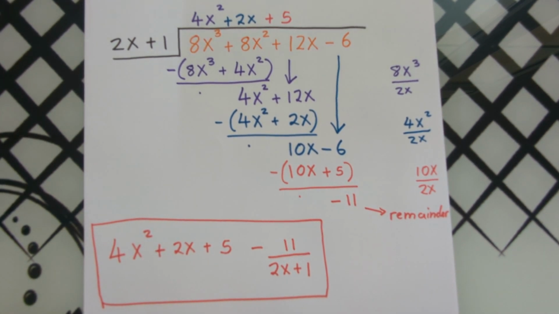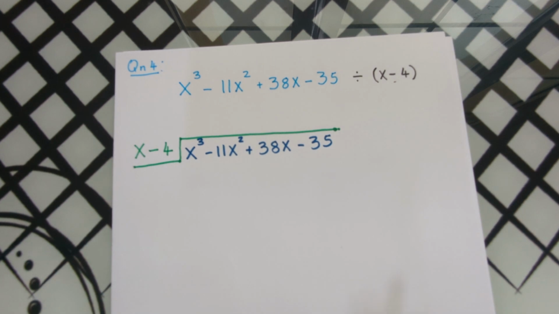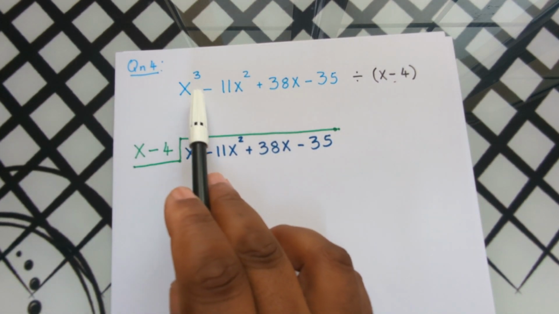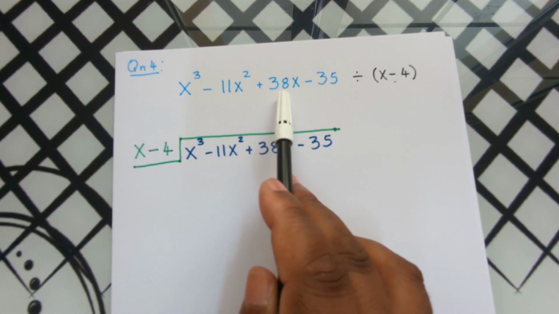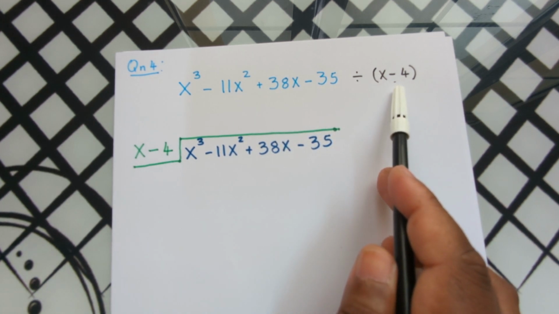That's it for question 3. Let's move on to question number 4, where we are given x to the power 3 minus 11x squared plus 38x minus 35 divided by x minus 4.